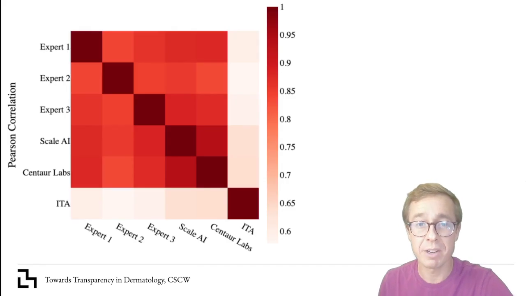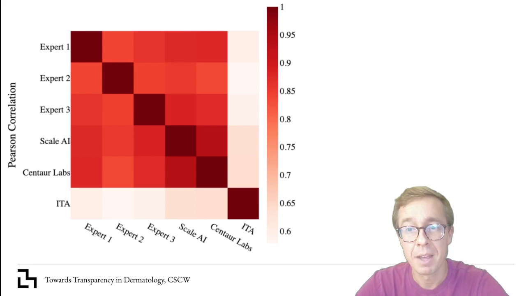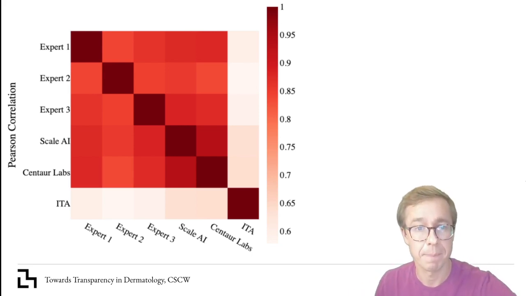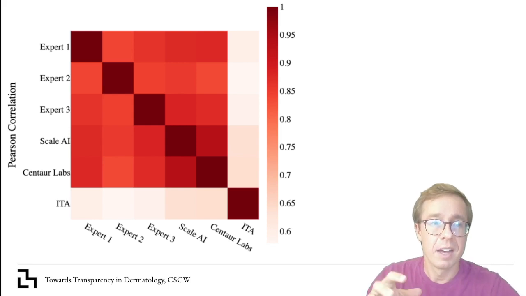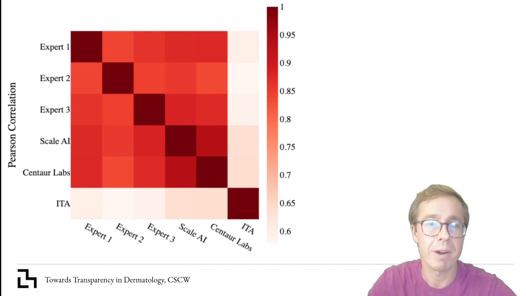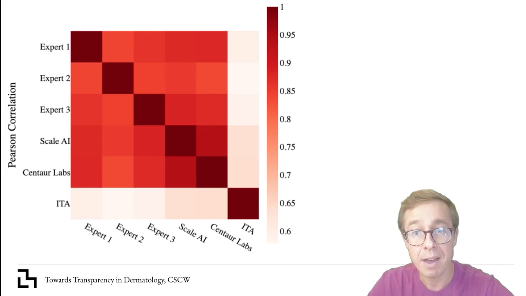So when we compare the 3 experts to crowd consensus protocols and an algorithm by their Pearson correlation coefficient, we get the following heat map. And as you look at this, you'll notice that the Pearson correlation coefficient is in the 0.85 range for experts and the crowd consensus protocol when you compare all those to each other, but it's only in the 0.65 range when you compare the algorithm to either the experts or the crowd consensus protocols.